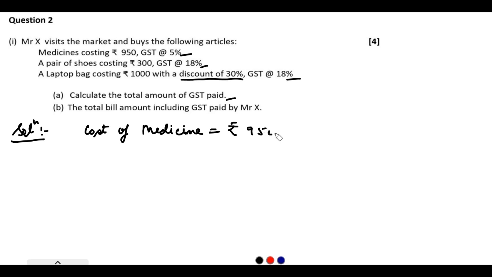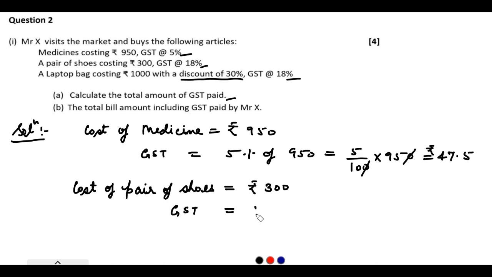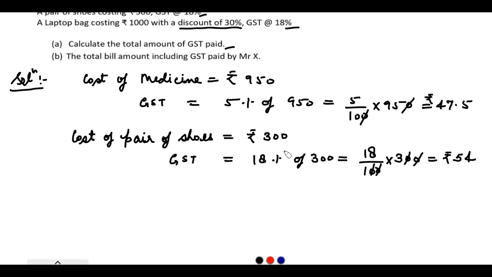Medicines cost rupees 950 and GST on this is 5% of 950, which is 47 rupees 50 paisa. Now second article, pair of shoes costs rupees 300, GST at the rate 18%, then GST paid on the pair of shoes will be 18% of 300, 54 rupees. Now third article, laptop bag.